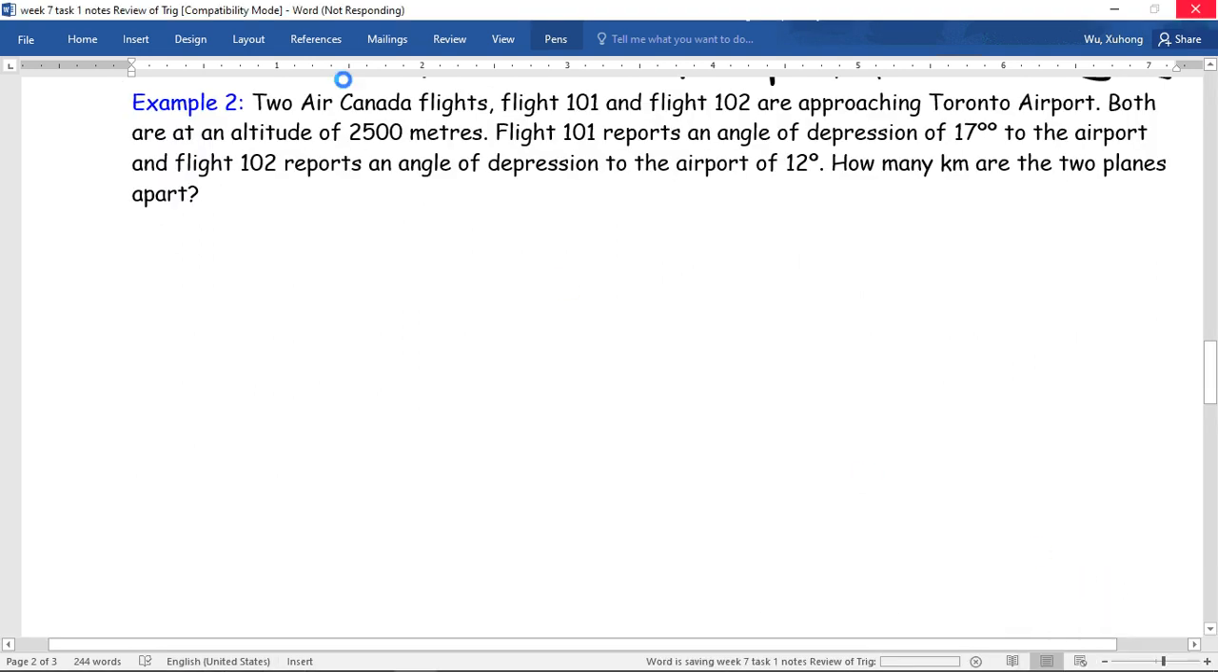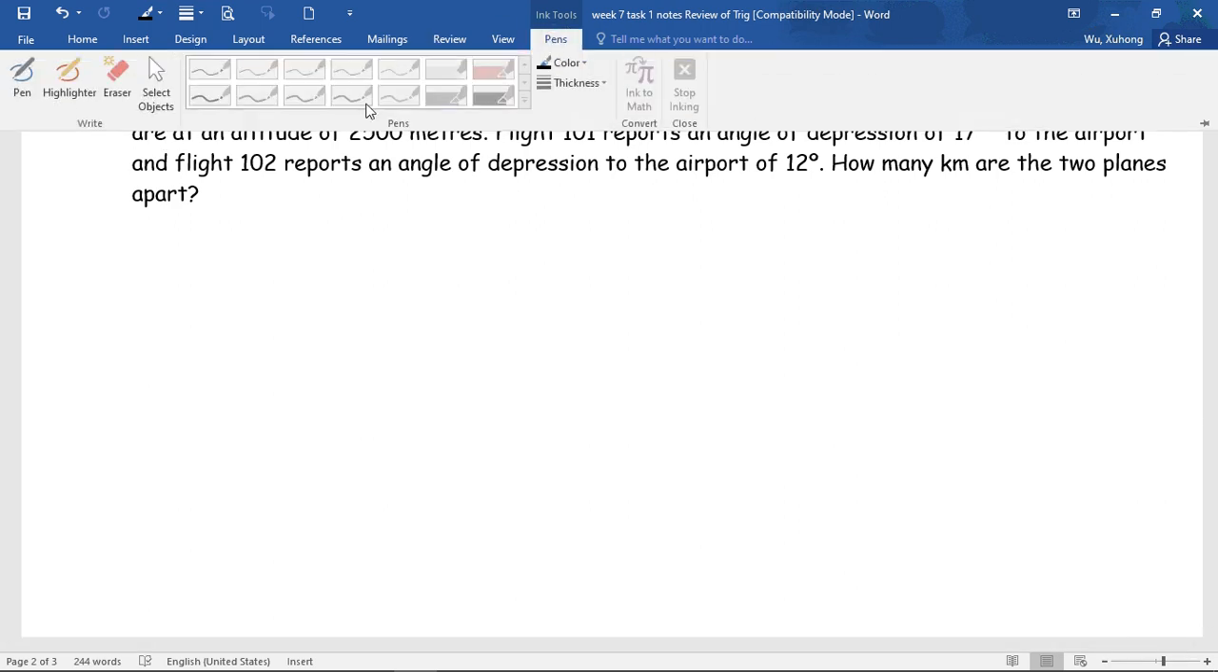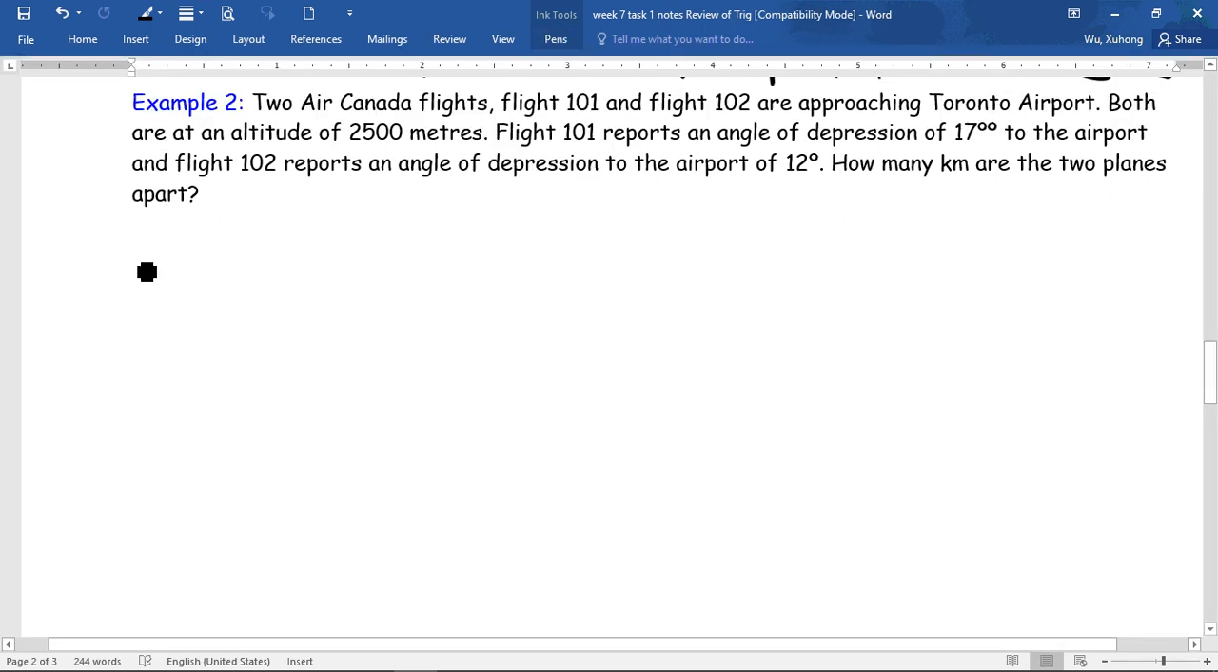So the next question is a word problem again, and you are going to read the question first. Two Air Canada flights, Flight 101 and Flight 102, are approaching Toronto airport. Both are at an altitude of 2,500 meters. So we have two planes, one is here, one is here. Both of them at 2,500 meter altitude means height.